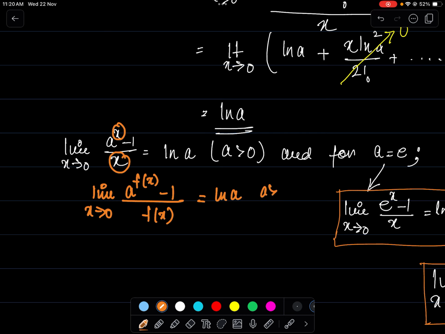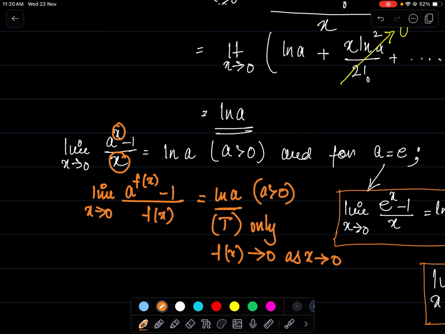First of all, a should be greater than 0, then only you can apply. And this is true only when f of x goes to 0 as x goes to 0. You have to make sure whatever is the power of a, first that should be in the denominator. Also, that power should go to 0 as x tends to 0. Then only you can apply this formula.